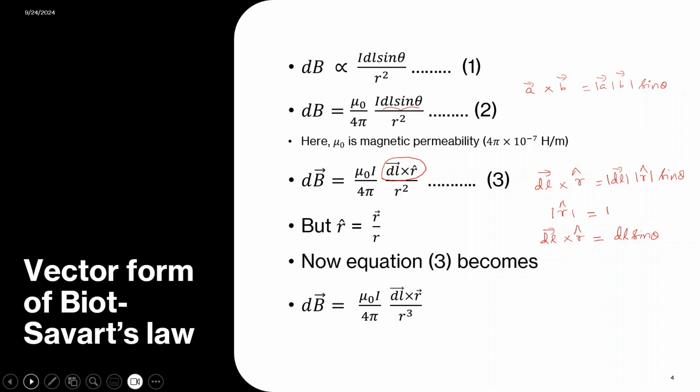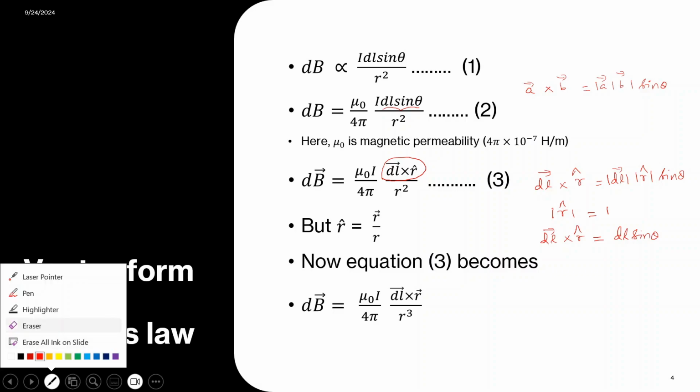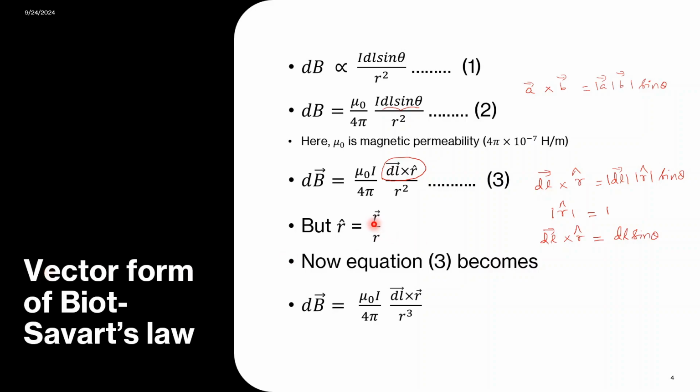But the value of r cap is vector r by r. Now this term should be replaced by vector r by r. Then dB equal to mu naught I divided by 4 pi, dl vector cross r vector divided by r cube.